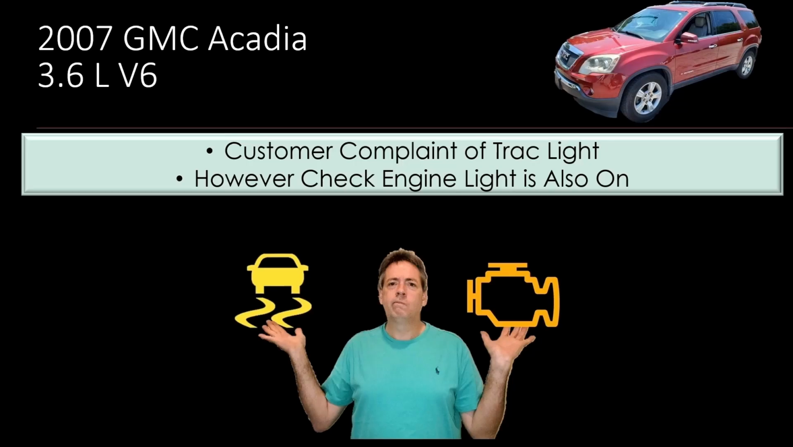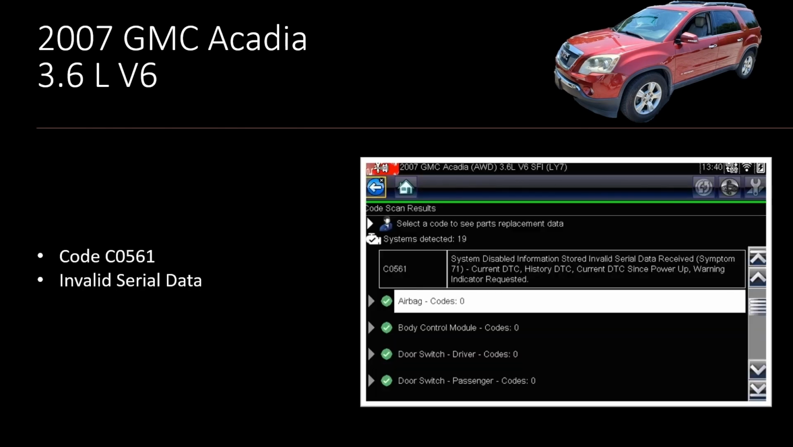It was not on, nor was there a code stored when I first looked at the vehicle. I wasn't too upset because I'd not spent too much time diagnosing the check engine light before they asked me to move on to the track control light. So I connect to the ABS system, and it has C0561, System Disabled, Information Stored, Invalid Serial Data Received.